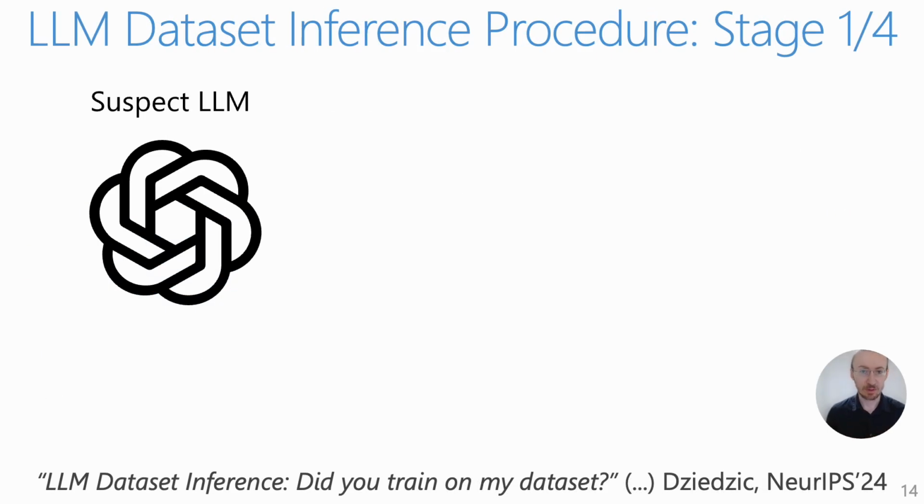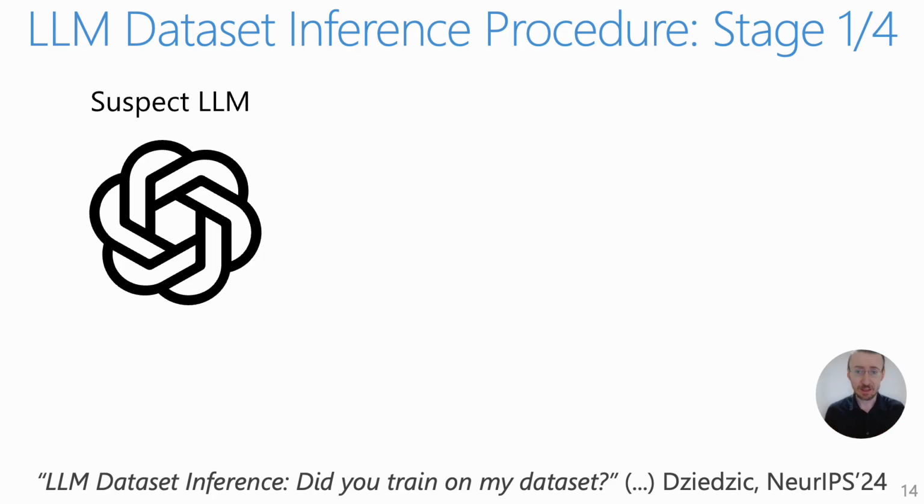So now we'll focus on the aspect of how we can detect if datasets were used to train large language models. Here we will focus on the LLM dataset inference method. This method consists of 4 stages. We will go through the stages one by one. So first, a victim, who might have some data used to train an LLM, approaches an LLM provider.